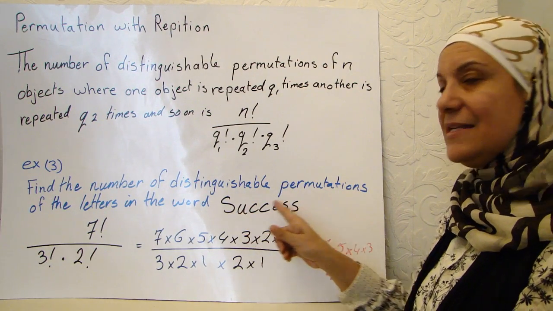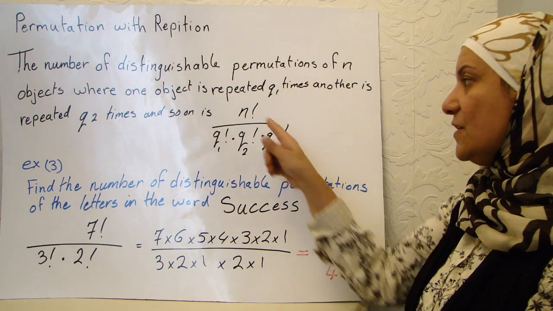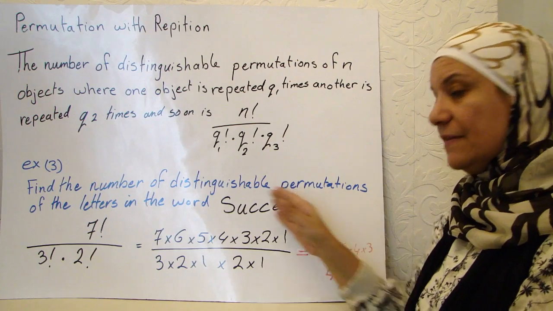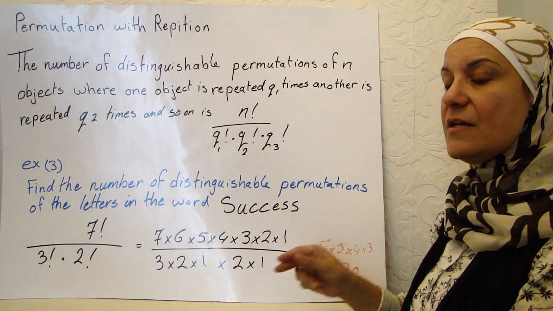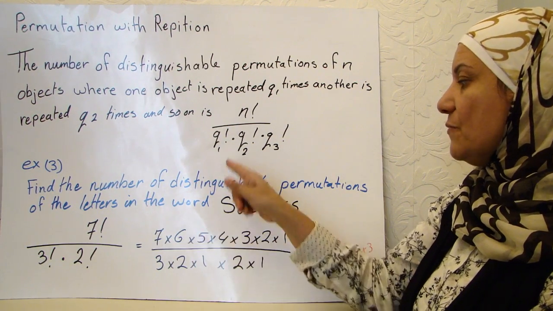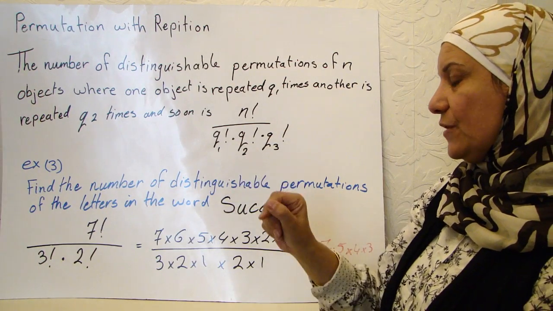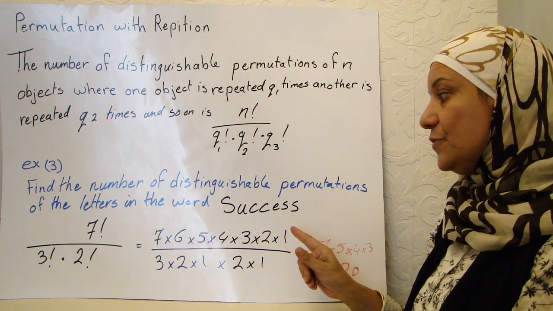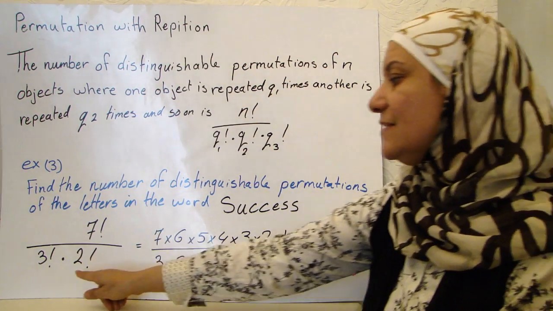Success has how many letters? 1, 2, 3, 4, 5, 6, 7. So the n, which is the number of letters all together in this word, is 7. How many of them are repeated? I have S, which is repeated 3 times. So I'm going to have 3 factorial, which is q1 factorial. Do I have any other letter that is repeated? Yes, I do, which is C. How many times repeated? 2 times. So it is 2 factorial.